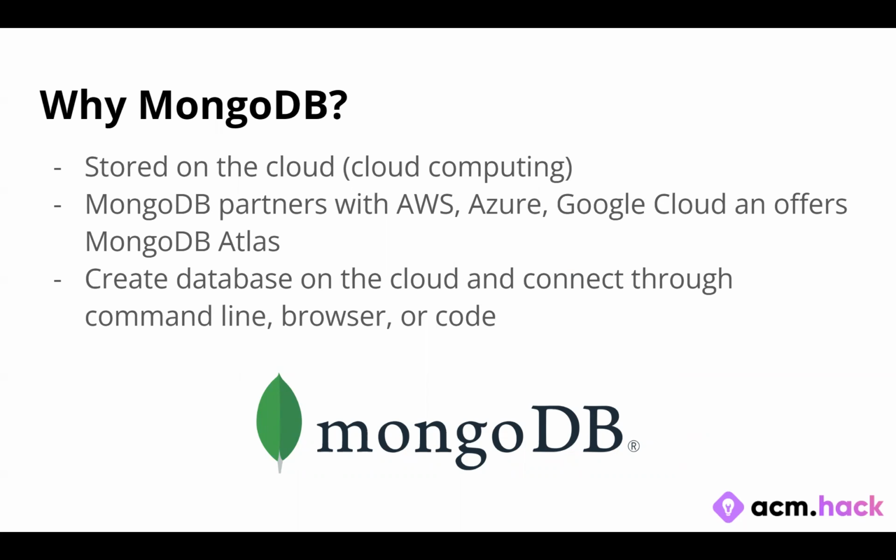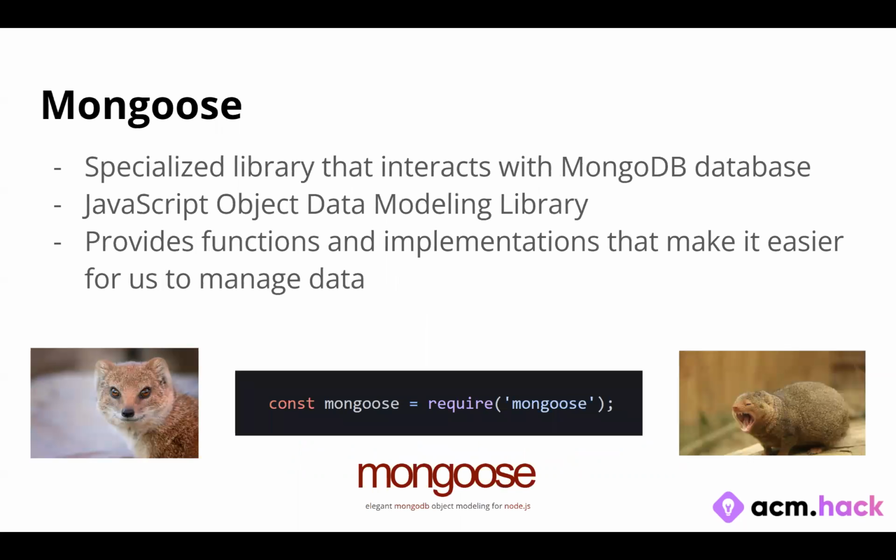We're also going to use another tool to help us communicate with MongoDB, and that is Mongoose. Where's Mongoose? The animal. Next. No, I'm joking. It's a specialized library that helps us interact with the MongoDB database. In long terms, it is a JavaScript object data modeling library. What does that mean? Who cares? It just provides us functions and implementations that make it a lot easier for us to manage data.